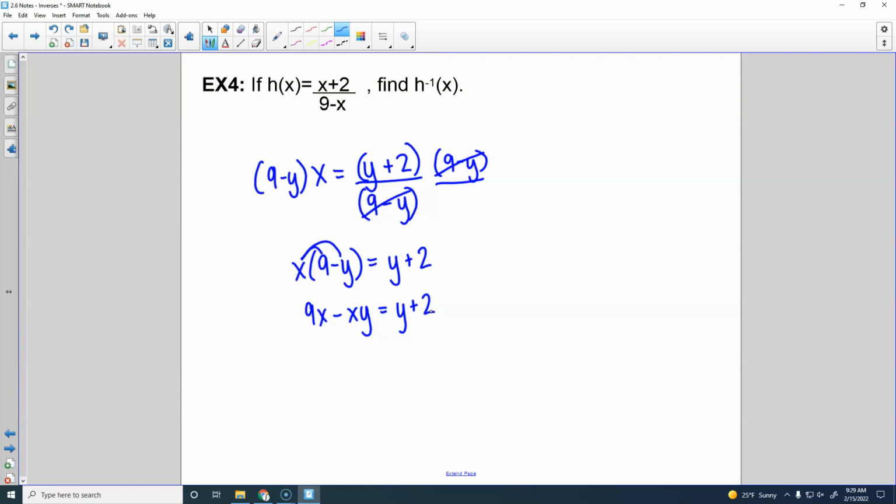And so we want all the y's to be together and everything that doesn't have a y to be on the other side. So I like moving everything to the left-hand side. You might move things to the right here. It doesn't really matter. I'm going to move my y over here. So I'm taking this y, I'm moving it over here. I'm taking this 9x. It doesn't have a y with it. I'm moving it over here. So I will get negative xy minus y equals 2 minus 9x. Make sure when you move something to the other side that you change its sign.